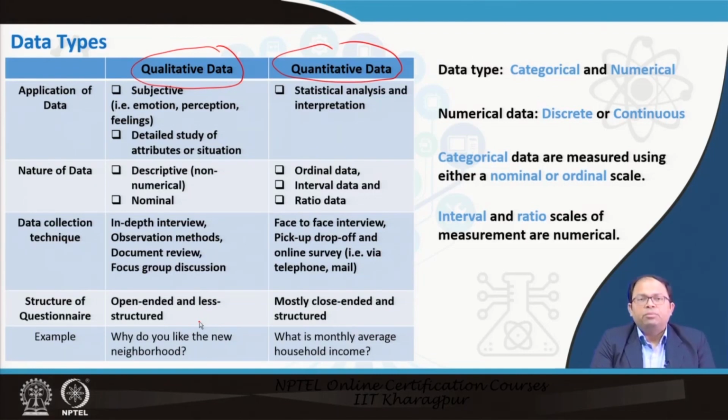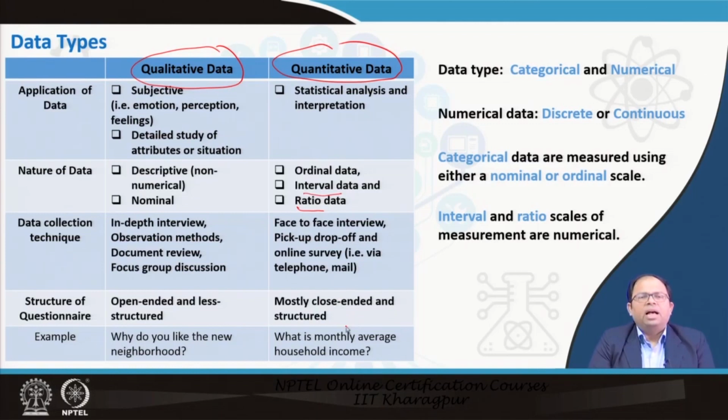That means there is some way to measure it, giving some measures, such as it could be measured using an ordinal scale, an interval scale, or a ratio scale. And here also again we can collect the data using face-to-face interview, pick-up, drop-off, and online surveys. We will discuss all these survey methods after a few slides. And this kind of surveys could be both close-ended as well as structured.